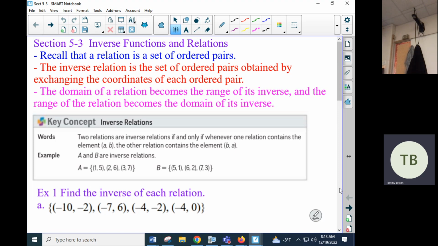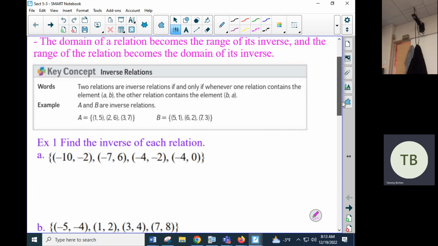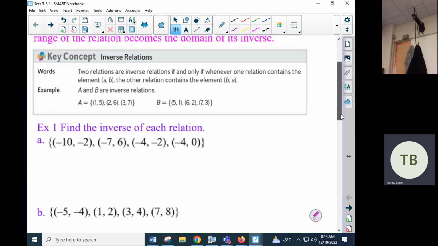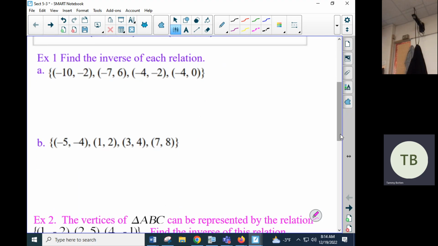So today we're going to learn about inverse functions and relations. And so basically what happens, the inverse relation is a set of ordered pairs. And how you get that is today we're going to be exchanging the coordinates if they give us ordered pairs. So this is super easy. If they give you 2 ordered pairs or several ordered pairs, like in example 1 here, all you do when you go to find the inverse of something is you switch your X and Y coordinate.